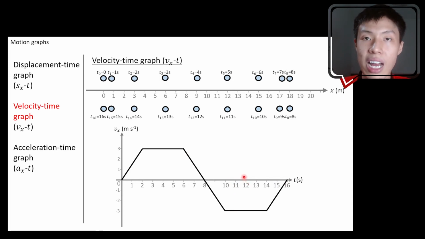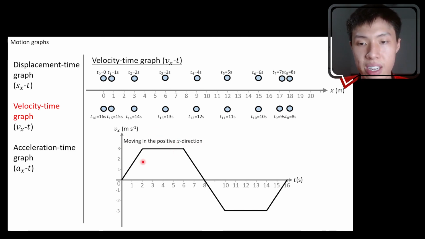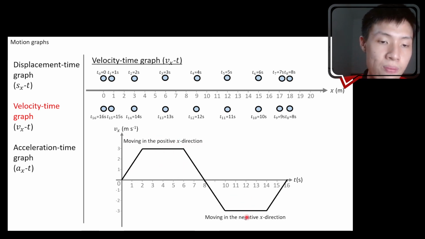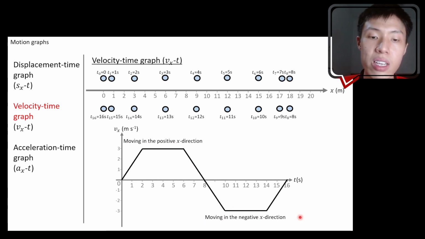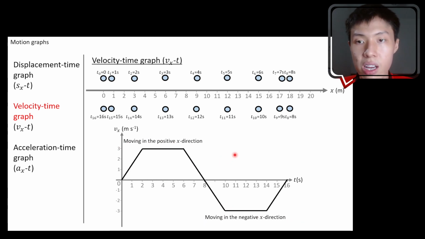Okay, so this is how I visualize the whole process of making a velocity time graph. And of course, let me label this. This is moving in the positive x direction, since it's above the time axis. This is below the time axis, so I say moving in the negative x direction. Okay, so that's it.